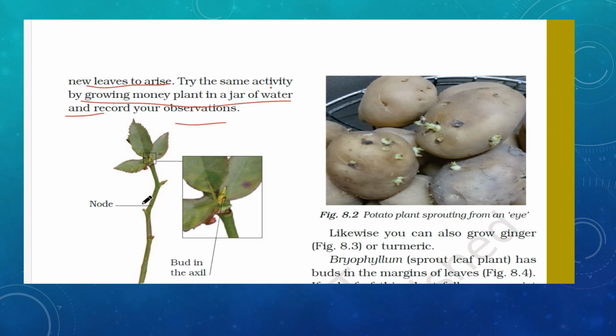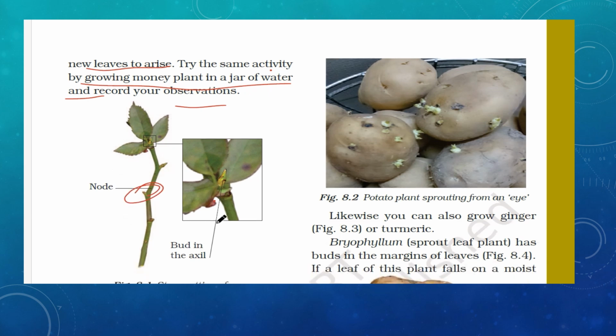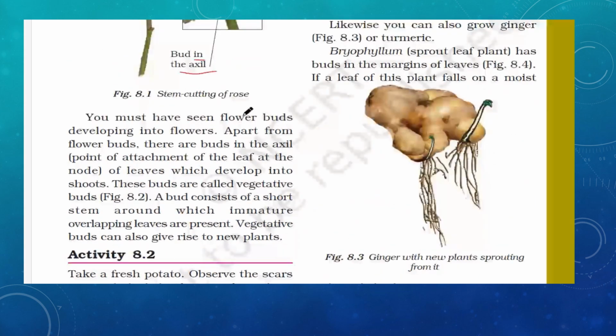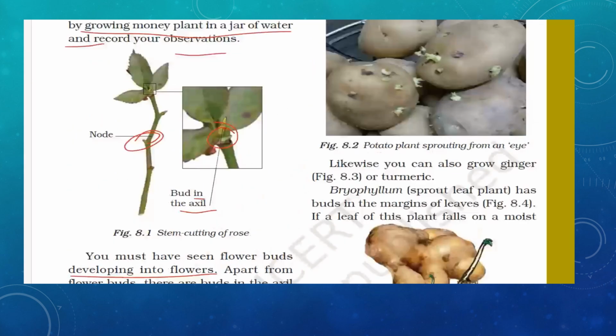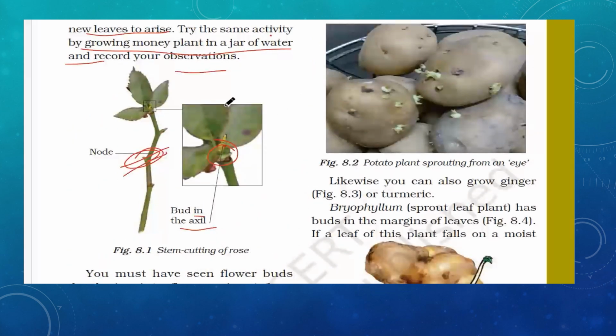If you cut this node part and place it in a pot, you will see that there is a bud in it. The bud is in the axillary part. You have seen flower buds developing into flowers. So if we cut and put this plant into another pot or another soil, new leaves will come out from it.